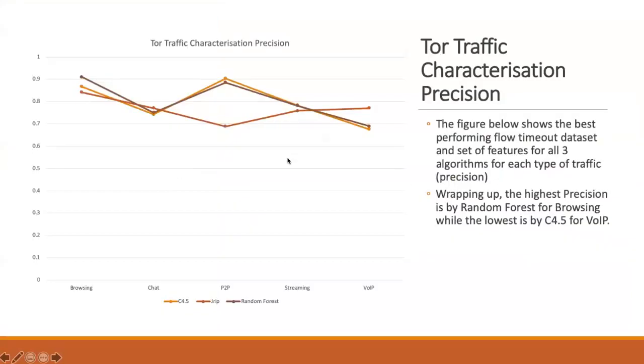The figure here shows the best performing flow timeout and set of features dataset in terms of precision. Highest precision is obtained by random forest for browsing. It's in the brown line here, while the lowest precision is by C4.5 for voice over internet protocol in orange, as you can see here.